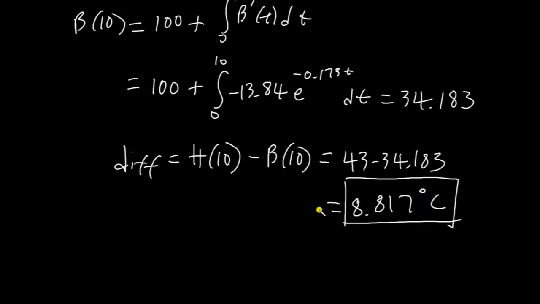Points. This was a 3-point question again. 1 point for the integrand here, 1 point for correctly using the fact that b of 0 equals 100, and 1 point for the final answer. That concludes question number 2.